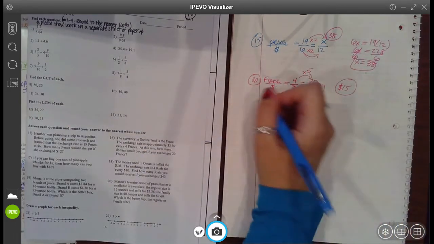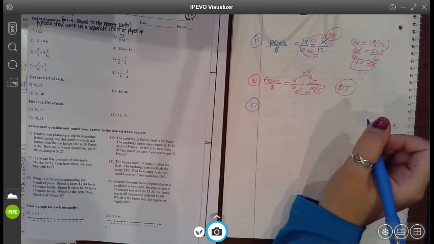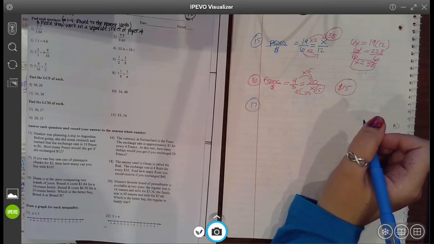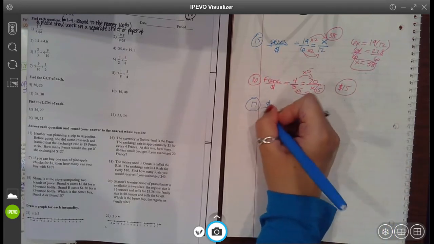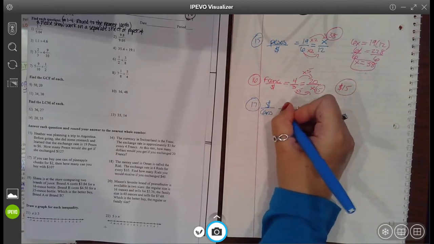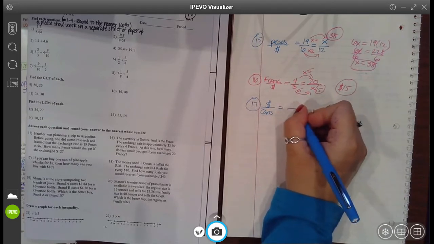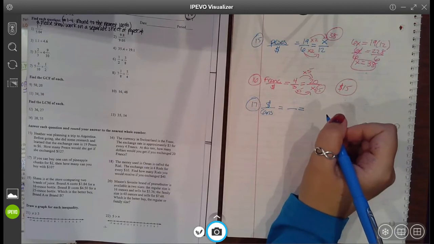Okay, our next one says if you can buy 1 can of pineapple chunks for $2, then how many can you buy with 10? What are we talking about? We're talking about money and how many cans of pineapples you can buy. Hopefully none, because pineapple's gross. Just kidding, at least in my opinion.